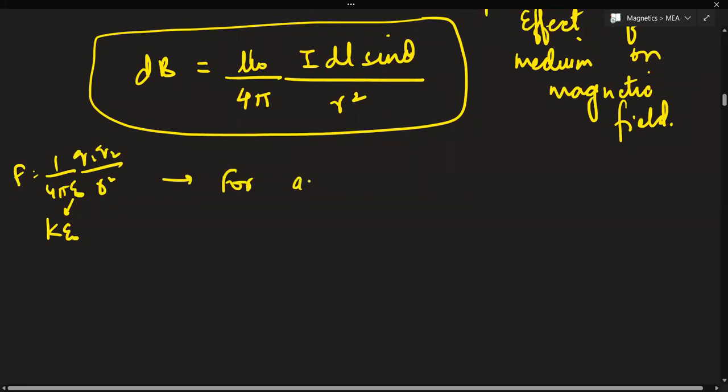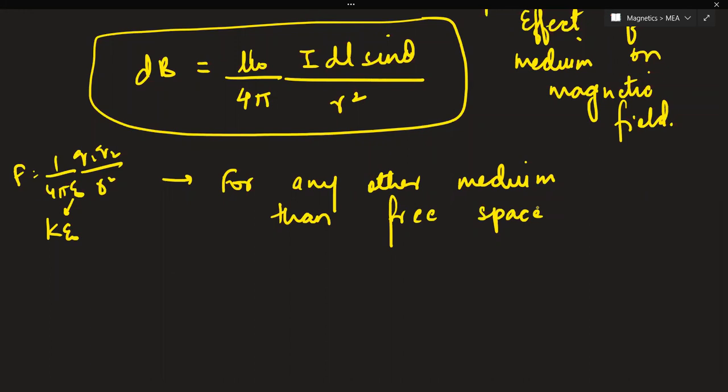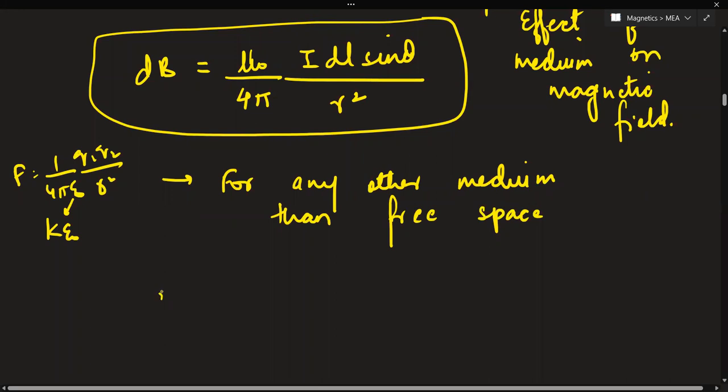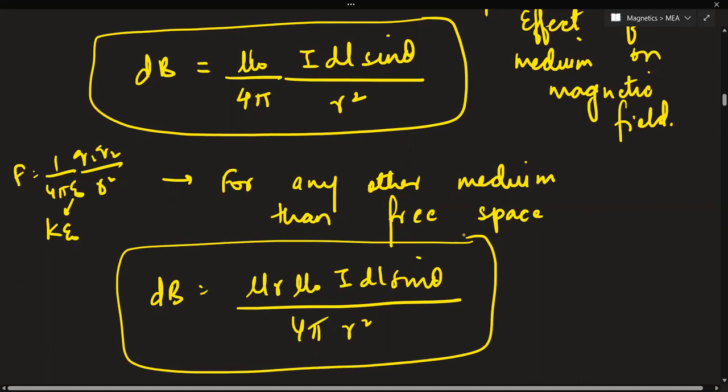magnetics, for any medium other than free space, free space meaning air, vacuum, any free space. The way epsilon naught value was 8.85 into 10 to the power minus 12, here also you are using mu naught. So if you have a different medium, multiply mu naught with mu r, the relative permeability of the medium. Then the whole formula becomes mu naught mu r I dl sine theta divided by 4 pi r square. This becomes the formula if you have any medium apart from free space.